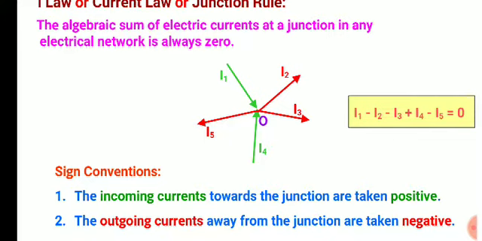So the algebraic sum, we are going to write as I1, which is positive towards the junction, I2 pointing outwards, I3 pointing outwards, so put minus signs: minus I2 minus I3. I4 is positive towards the junction, so plus I4. I5 is again negative, so minus I5, meeting at any junction is equal to 0. So the algebraic sum is equal to 0. This is the first law.